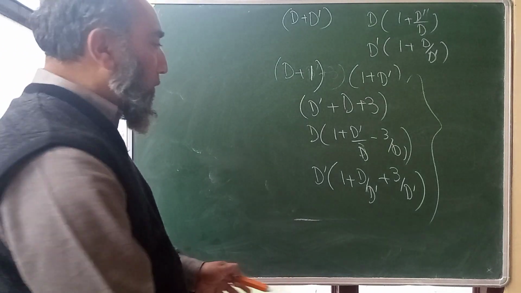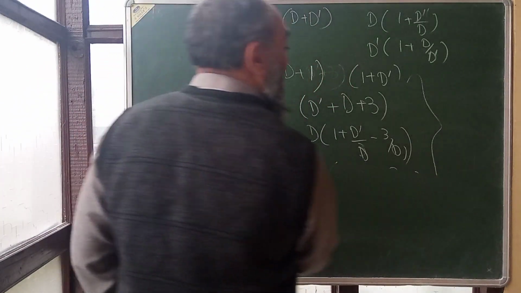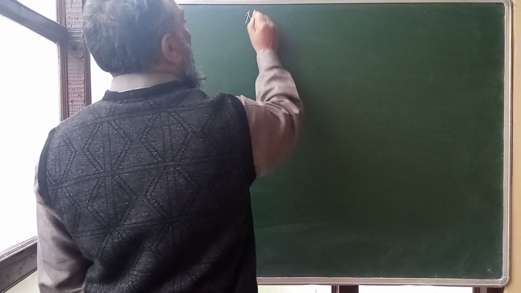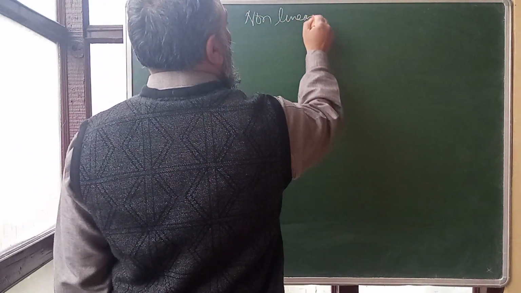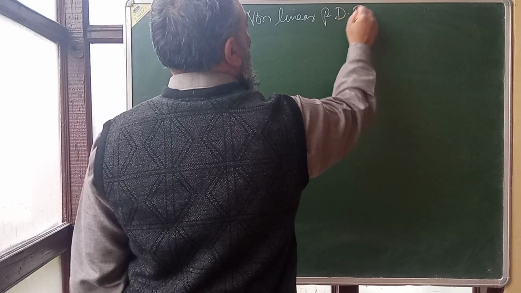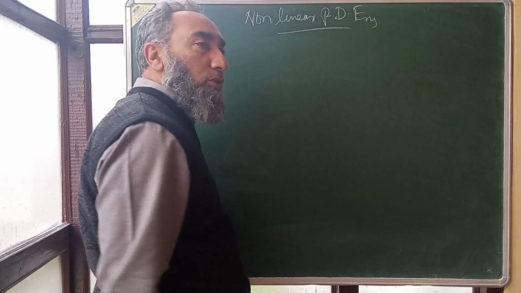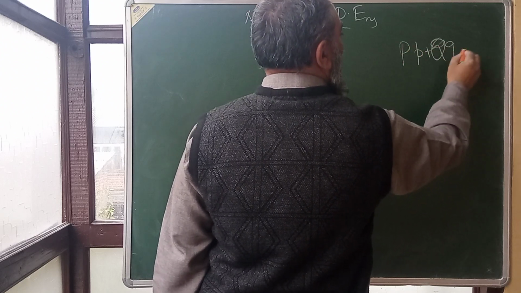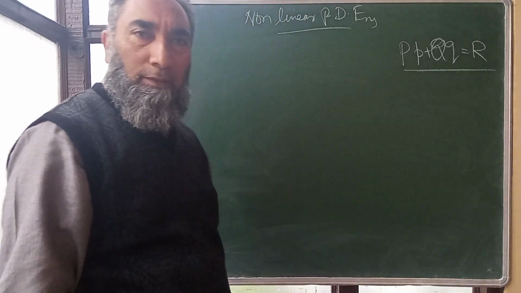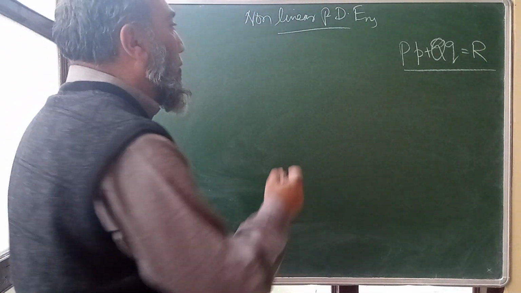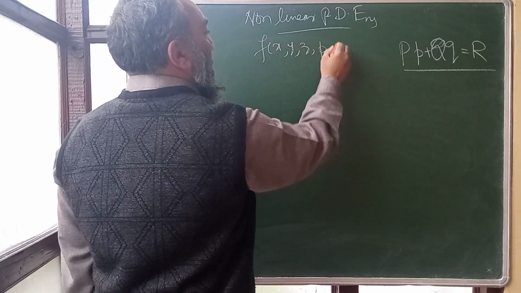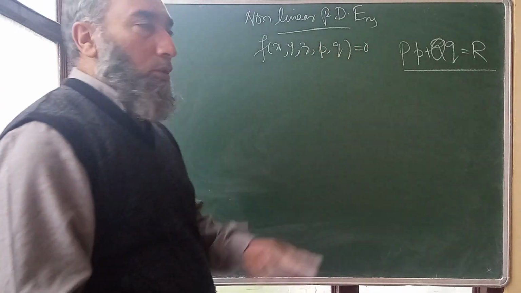So let me now come to the non-homogeneous, non-linear differential equation. Homogeneous and non-homogeneous differential equations we have finished now. Let me come to non-linear partial differential equations. You know the linear differential equation, Lagrange's linear differential equation: Pp + Qq = R, right? What about the non-linear? What is the non-linear partial differential equation? This is represented by f(x, y, z, p, q) = 0. A non-linear partial differential equation.